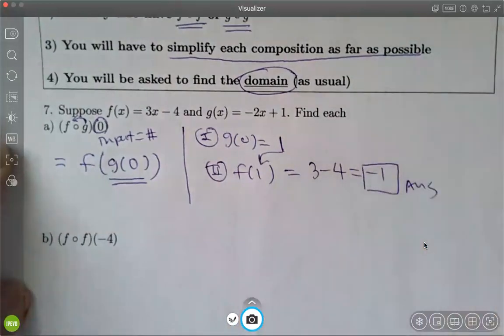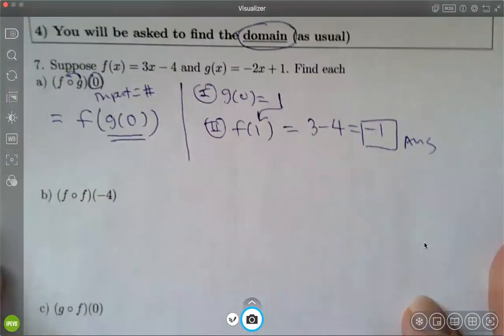And again, notice that here I'm not multiplying anything. I'm not multiplying f and g. So f circle g is not the multiplication. It's plugging in twice.